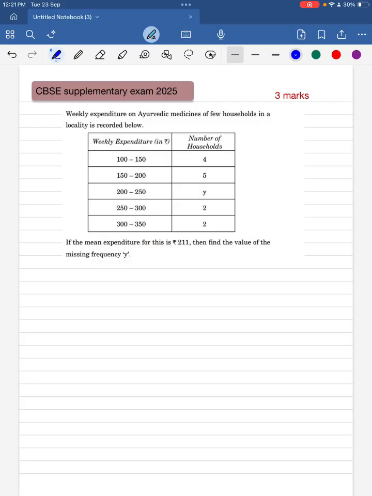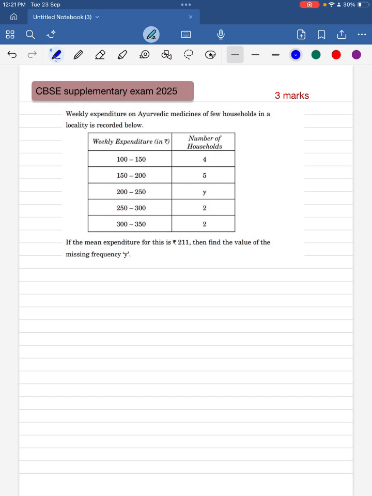In this video, I'll be doing a 3 marks question from the CBSE Supplementary Exam 2025. Let's look at the question. Weekly expenditure on Ayurvedic medicines for few households in a locality is recorded below. And they've given you a table with the weekly expenditure and the number of households in that expenditure range. Now, if the mean expenditure for this is rupees 211, then find the value of the missing frequency Y.